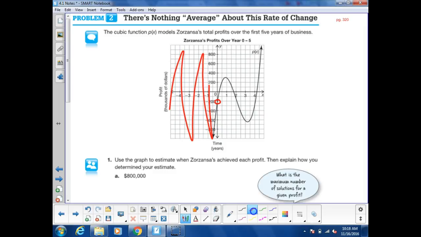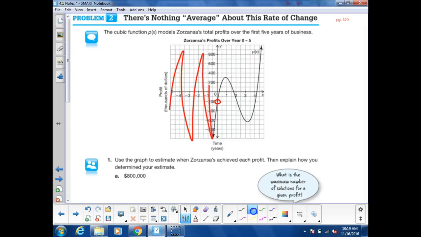After like a year and 9 months or so, they start to lose money, but then at about the 4 years and 3 months point, they start. So now let me ask you this question. What is this function displaying? What are we looking at here?